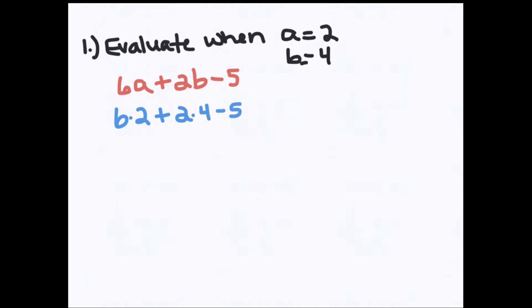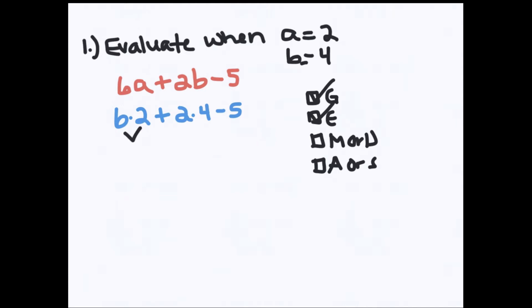So now using those order of operations, we're going to look for grouping, exponents, multiplication or division from left to right, addition or subtraction from left to right. Do we have grouping symbols? No. Do we have exponents? No, we have multiplication. So 6 times 2 and 2 times 4, I can actually take care of both of those right away. That gives me 12 plus 8 minus 5.